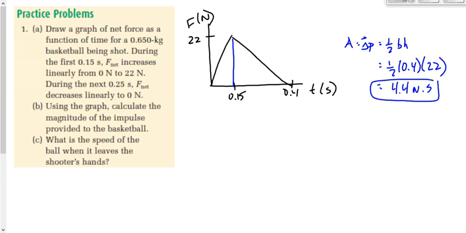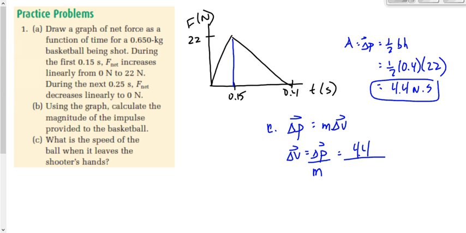Good. All right, what's the speed of the ball when it leaves the shooter's hand? Well, it's my other equation now, right? Delta P equals m times delta V. Solve for delta V here. Delta P is 4.4. M is 0.650.